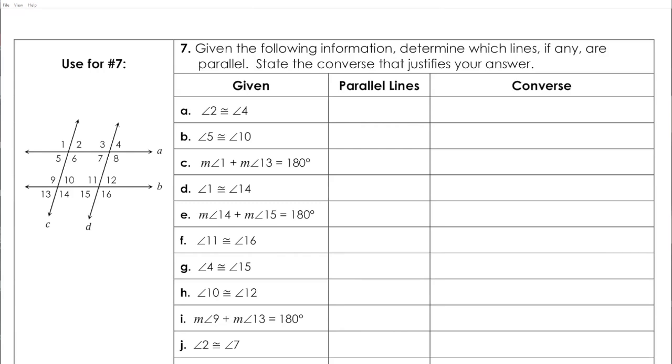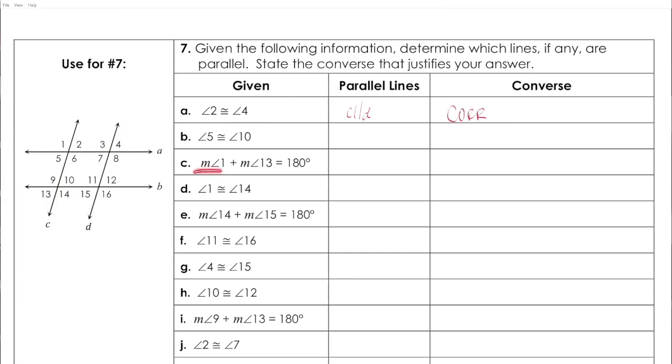So we're just going to go nice and easy, 2 and 4. So we look at 2, we look at 4. A is our transversal. C and D are my lines. We got both on the same side of the transversal. One in, one out. This is C is parallel to D by the corresponding converse.